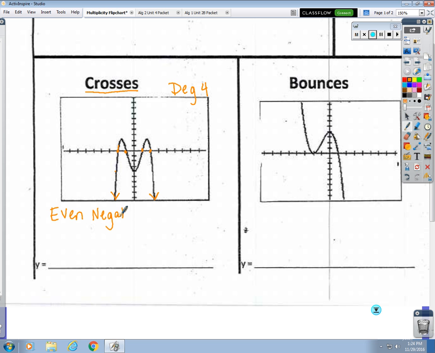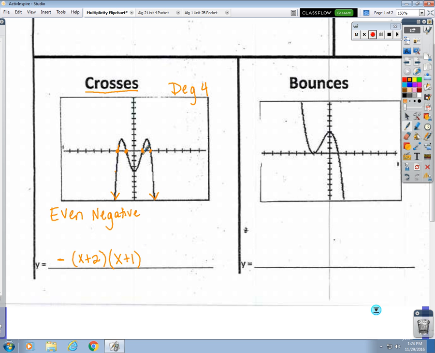So when we get ready to write the equation for this in factored form, we need to put a negative in the front because it's negative. Now, our first x-intercept was at -2. How do you represent a -2 in factored form? Our second x-intercept was at -1. How do we represent that?